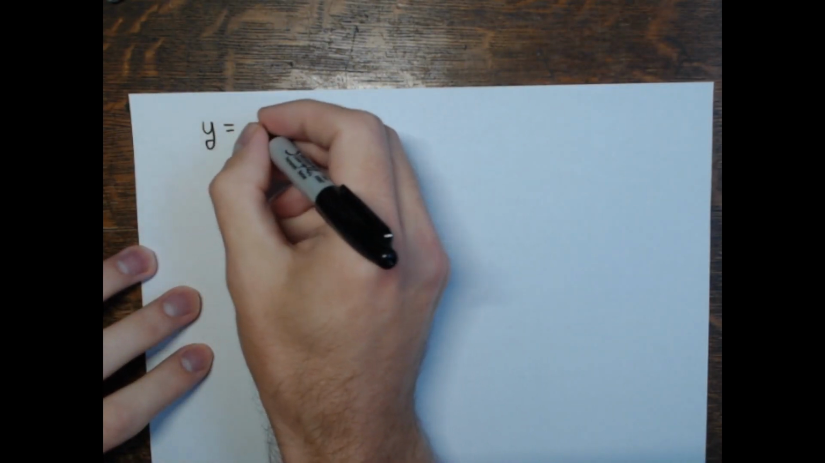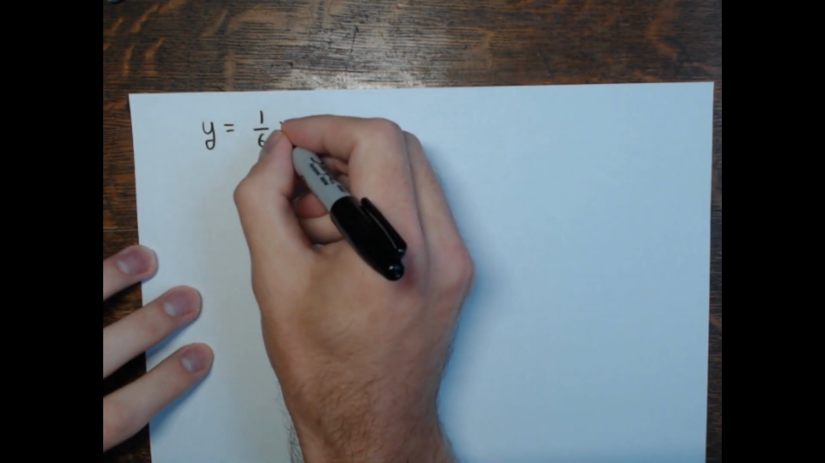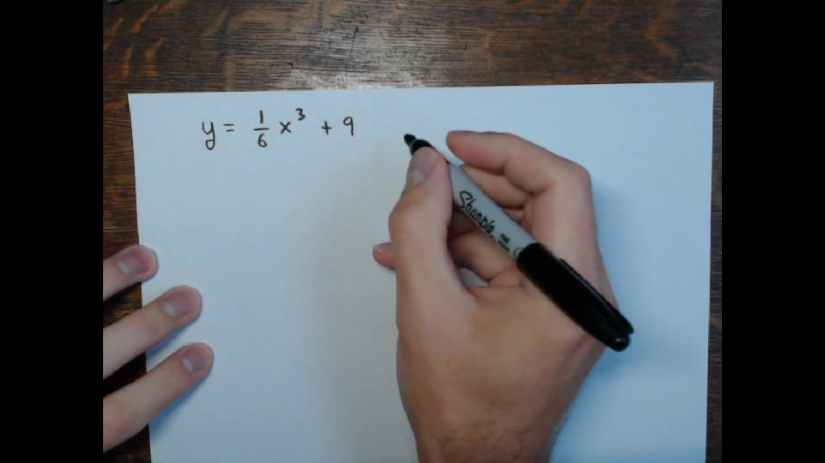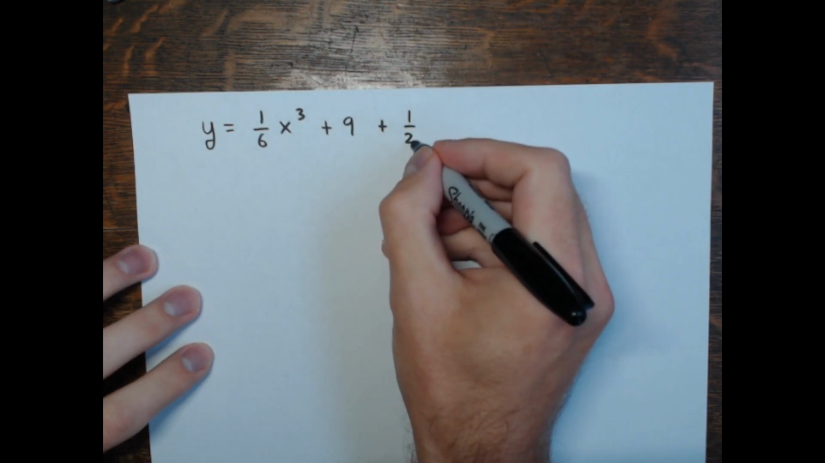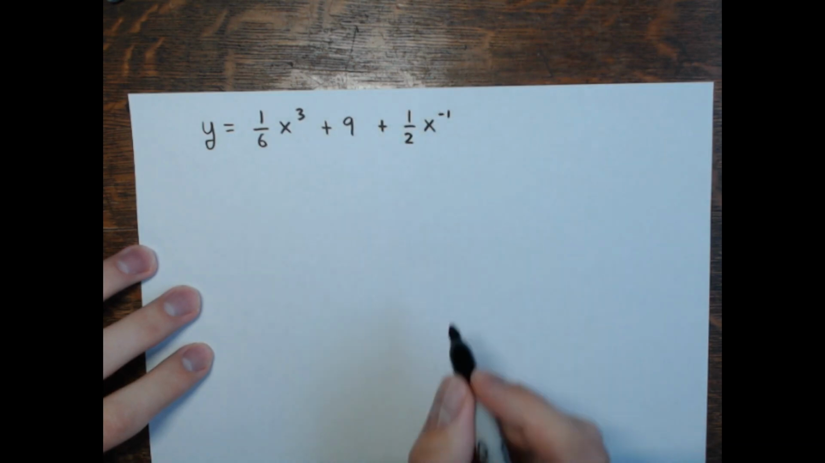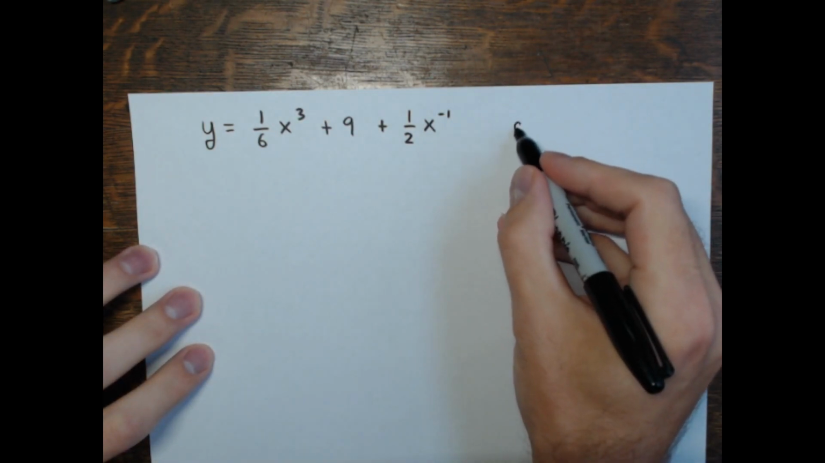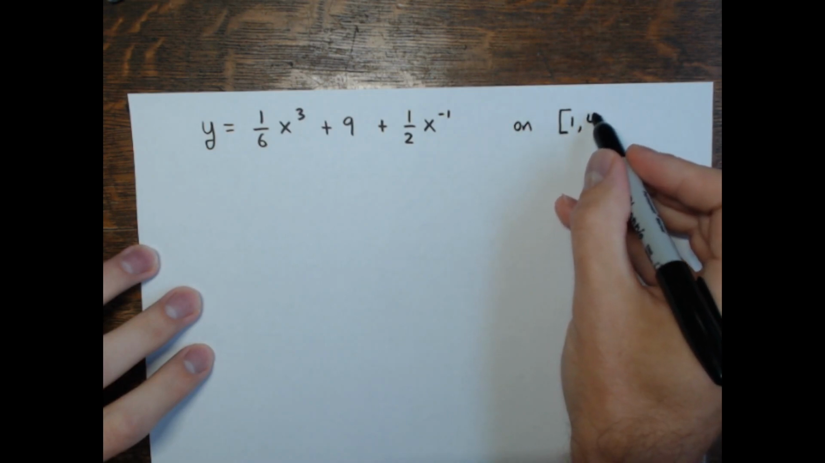So we're given this curve, right? Y equals, now it was x cubed over 6, right? So 1/6 x cubed plus 9. And then the last term was 1 divided by 2x. That's the same as 1/2 times x to the negative first. I'm just writing them like this so that the derivative will be easier. And we're on the interval from x equals 1 to x equals 4.